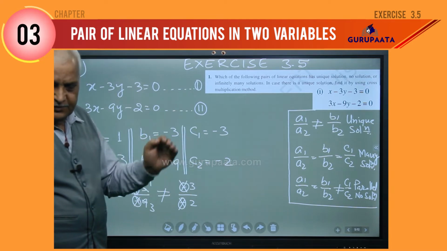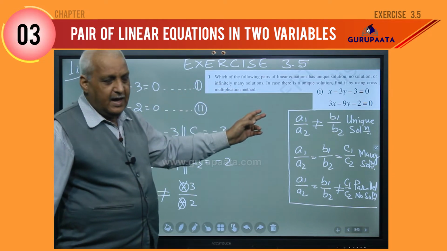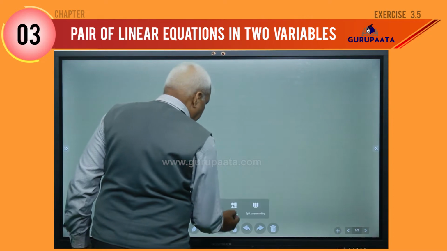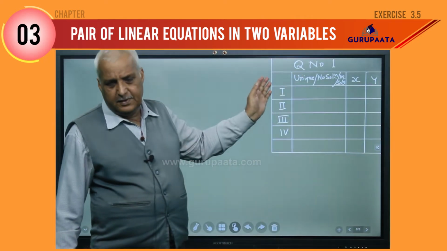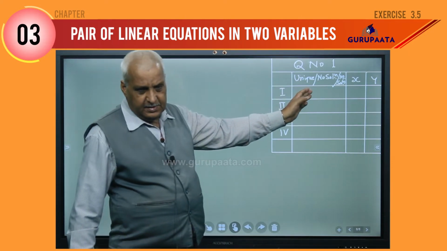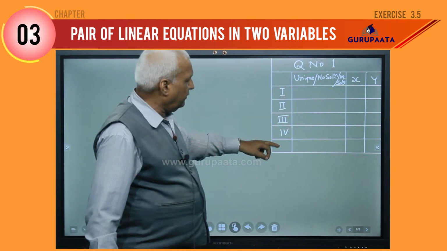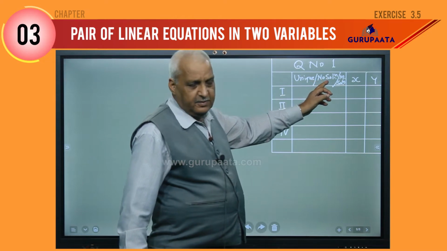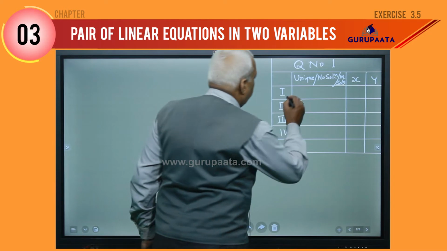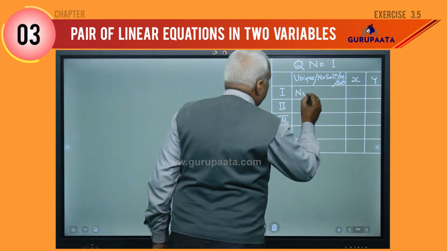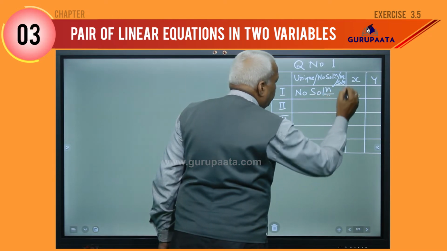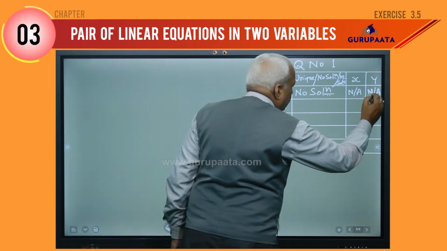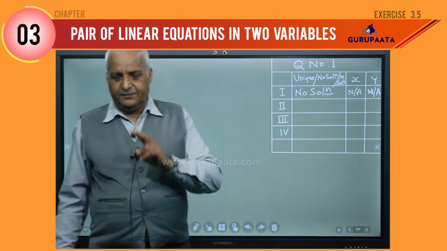So we will go for the next question, question number 1.2. And this I will compile. I will make one table and compile there. We have solved question number 1.1, and that I will compile in one table. There are 4 questions, 1, 2, 3, 4. Whether the question has a unique solution, many solutions, or no solution. For 1.1 we have seen that there is no solution, so I will write no solution. And if there is no solution, the values of x and y are not applicable. This table we will keep, and we will shift to another question.